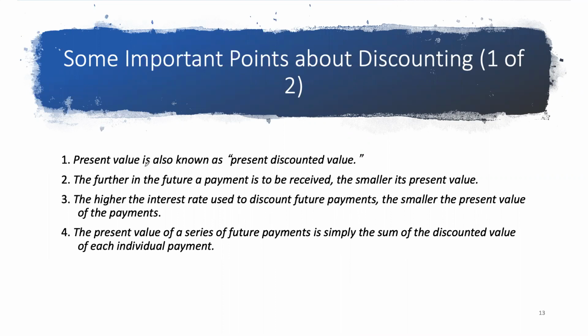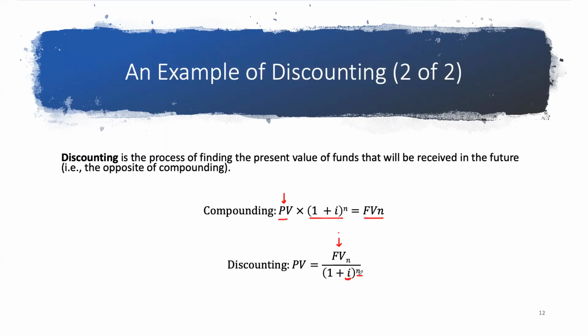It's the same thing. If you're more pedantic, you can call it a present discounted value, but generally speaking, we refer to it as the present value. The first thing to notice is that the further in the future a payment is to be received, the smaller its present value, right? That makes sense, right? So if n here is very large, if I have to wait a longer period of time to receive this future value payment, 1 plus i raised to n is going to be a very big number. So the denominator is going to be very large. If I'm dividing the same number by a very large denominator, the present value is going to be smaller.